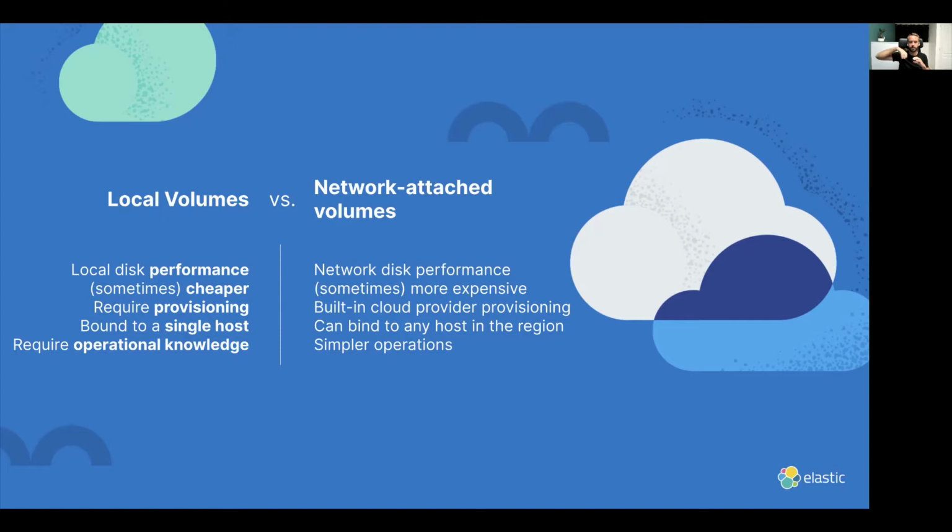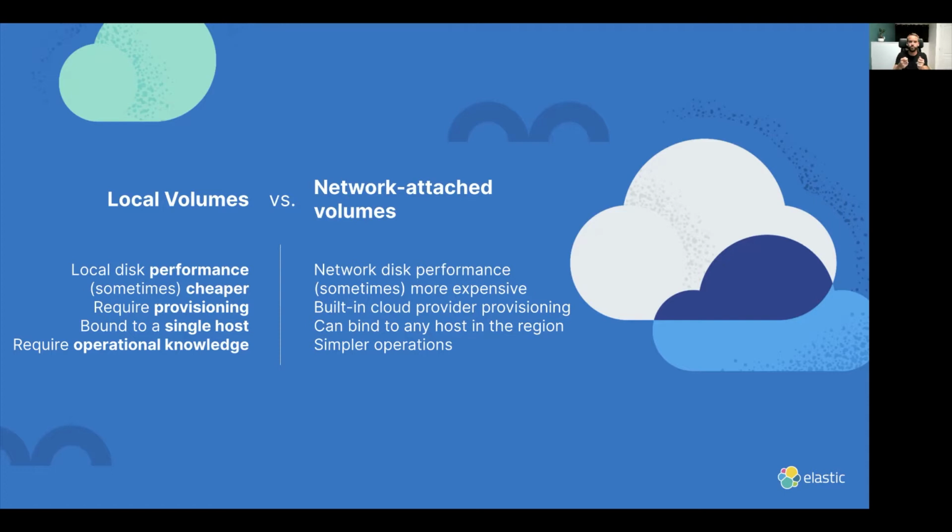It's also possible that the price is very different. You may get a cheaper volume by using the local hard disk directly rather than paying for the units of storage you use over the network. But again, this depends on your provider. Another big difference is that local volumes are usually not there by default when you deploy Kubernetes. You probably have to provision those yourself or install a provisioner so you get access to those local volumes. And that's what we're going to see next.